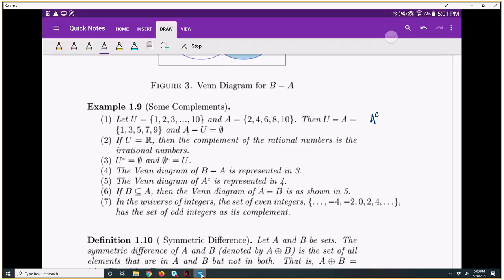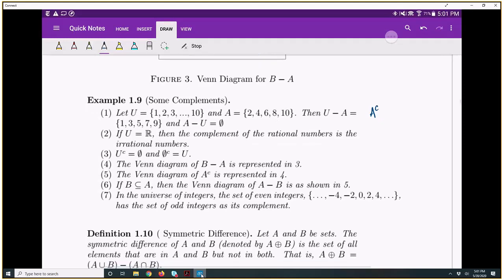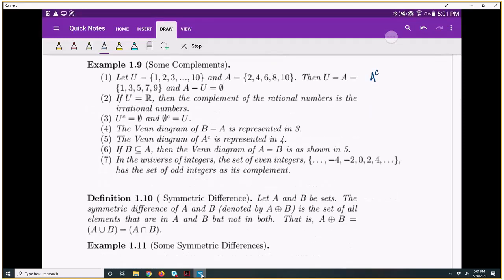Whereas A minus U is empty because U was bigger than A to start with. So if I take all of the elements in A, 2, 4, 6, 8, and 10, and then I remove any element that's in U, then I've removed everything. I'm empty. If the universal set is the real numbers, then the complement of the rational numbers is the irrational numbers.